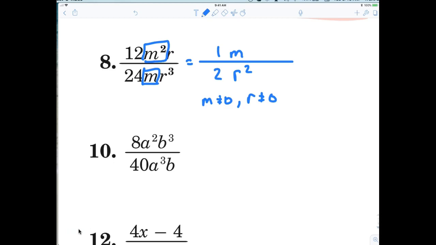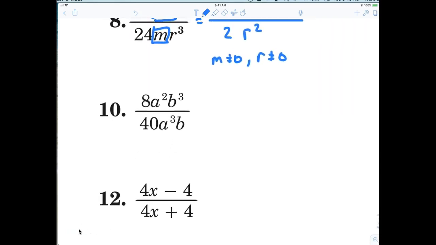Agreed? All right. Now, again, the same principle for question number 10. You just first start with a number, 8/40. That reduces to what? 1/5. And how many A's on the top, how many on the bottom, and how many are left? 1 A on the bottom, 2 B's on the top. A on the bottom, and then B squared on the top. No big deal.